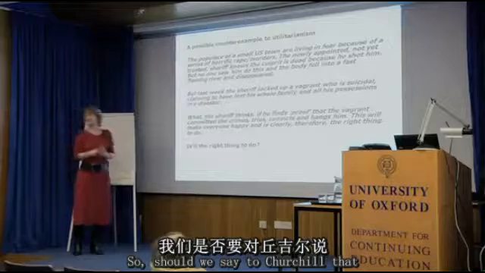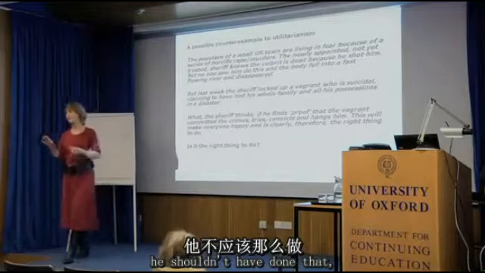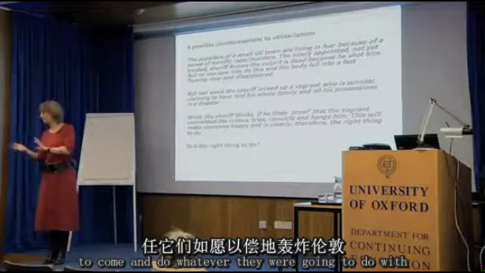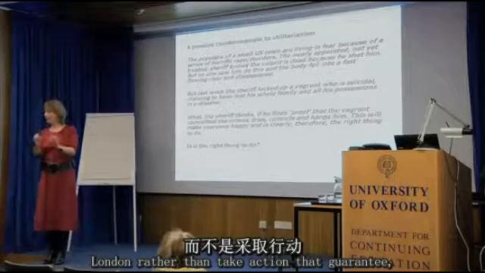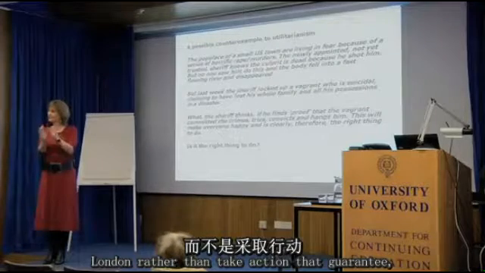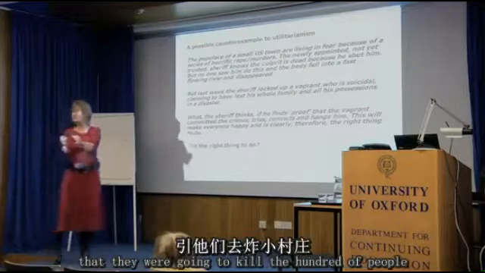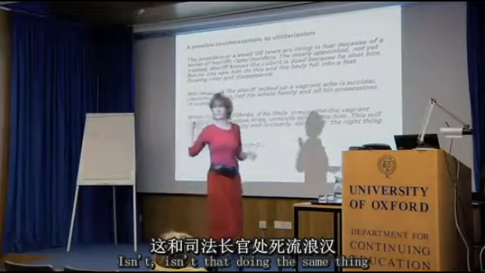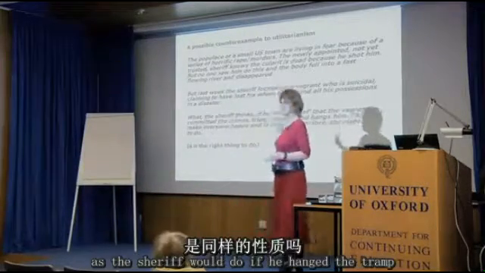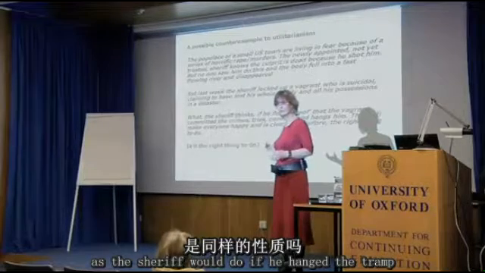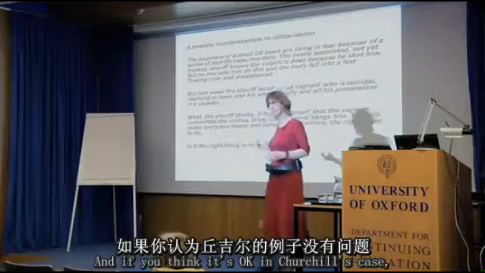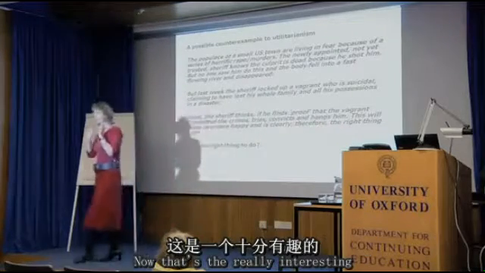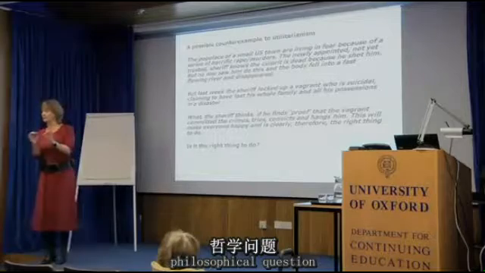So should we say to Churchill that he shouldn't have done that, he should have just left the planes alone to come and do whatever they were going to do with London, rather than take action that guaranteed that they were going to kill the 100 people in the village? Isn't that doing the same thing as the sheriff would do if he hanged the tramp? And if you think it's okay in Churchill's case, why don't you think it's okay here? Now, that's the really interesting philosophical question.